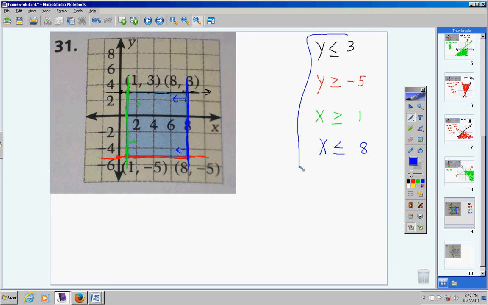You just went backwards. I gave you the graph of the linear inequality system, and you wrote the 4 inequalities. One more problem and we're finally done. Here we go.